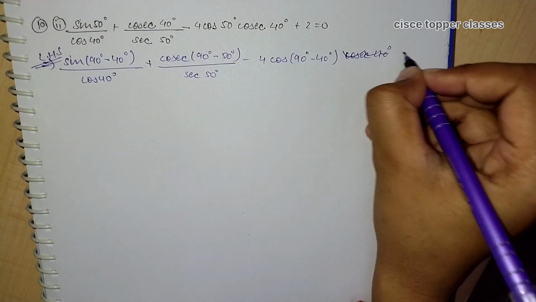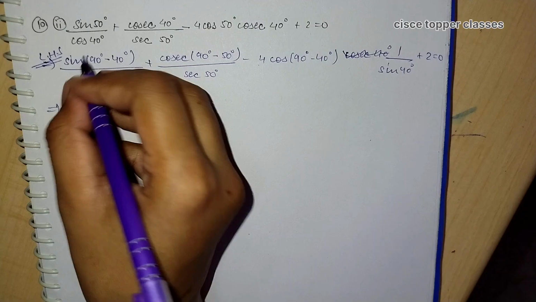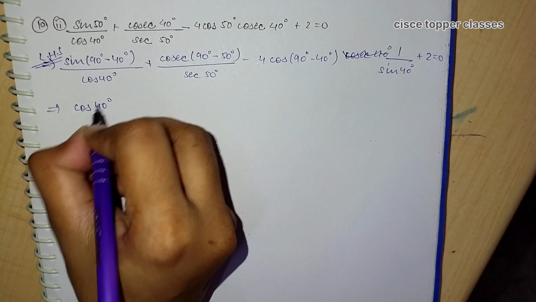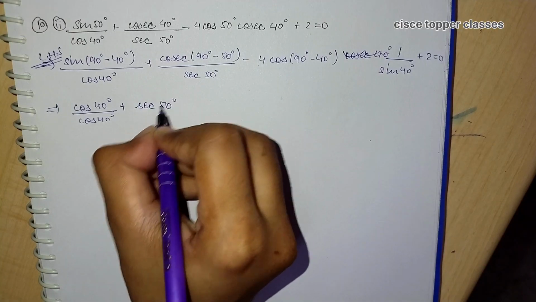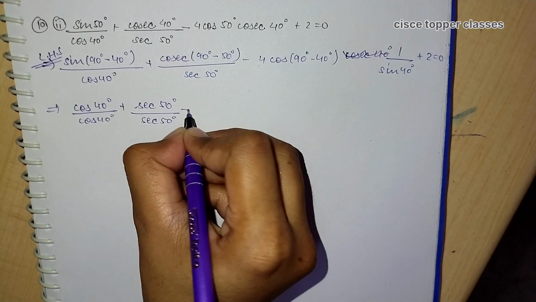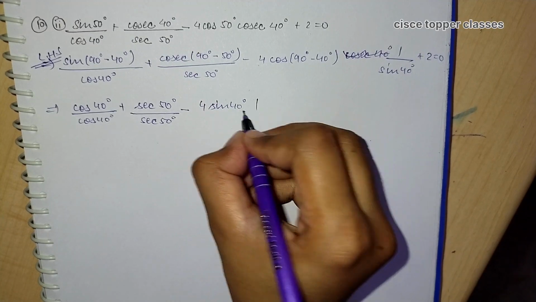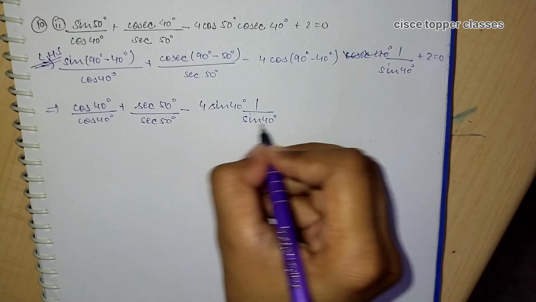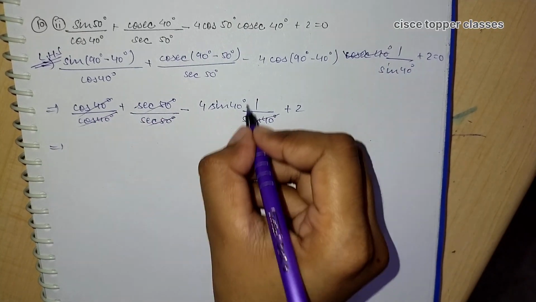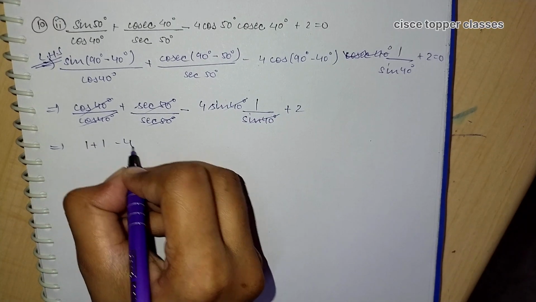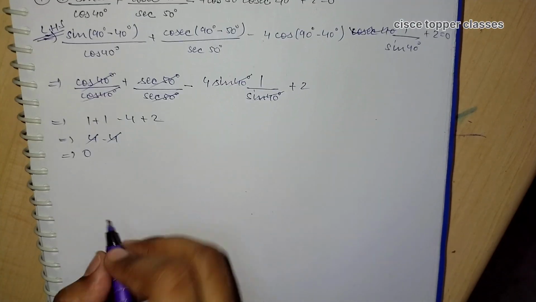So this will be sin 40, and sin 40 will be cancelled out by cosec 40, because cosec 40 we can write as 1 by sin 40, plus 2 equal to 0. So this will become cos 40 divided by cos 40, plus cosec 40 will become sec 50 divided by sec 50, minus 4 sin 40 degree, and this will be cancelled out by the denominator, plus 2. So everything cancels and it will be 1 plus 1 minus 4 plus 2. So 2 plus 2 will be 4, minus 4. This will be cancelled out, meaning 0.